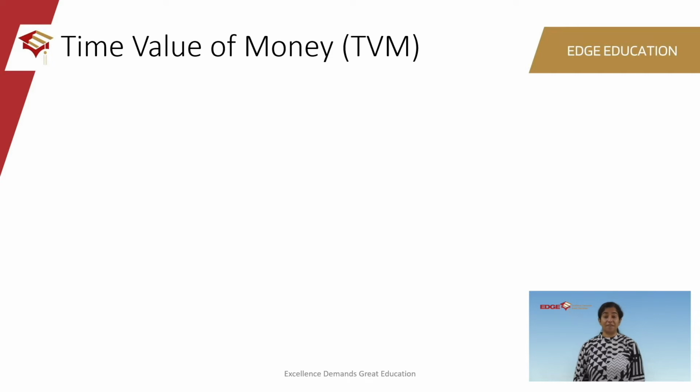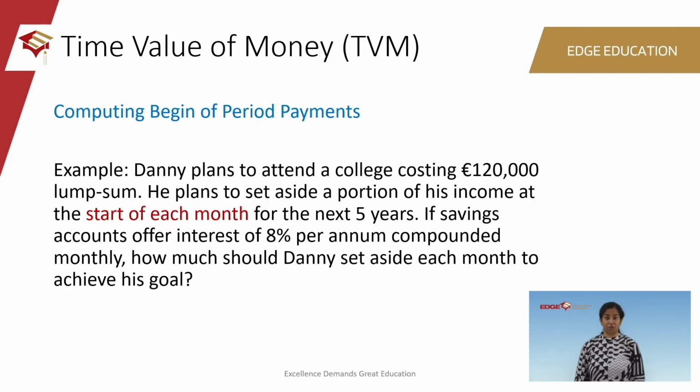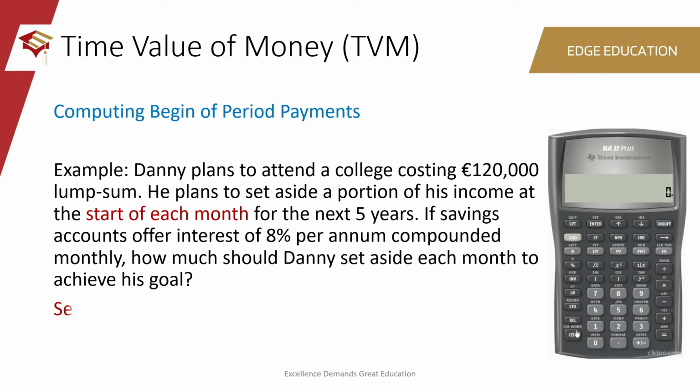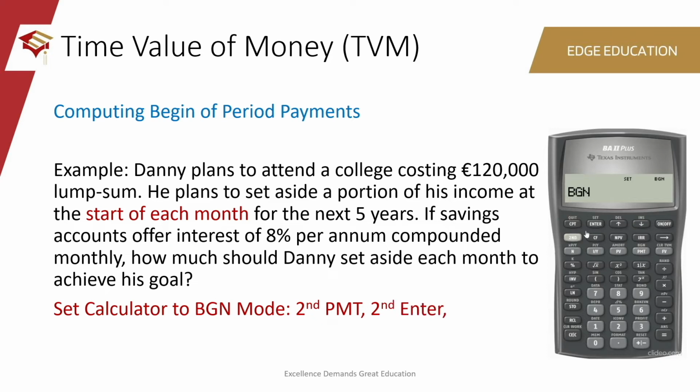What if Danny was saving money at the beginning of each month instead of at the end of each month? So let's take a look at an example where we compute begin of period payments. The example is the same as before, with the only exception that Danny is setting aside enough money at the start of each month. In order to change a calculator setting to take into account the beginning of month payments, we will have to press second, the yellow button, PMT, which stands for BGN. We'll press second again, press enter for set, and your calculator screen should switch from END to BGN mode. To exit the application, you will then press second and quit, which is CPT.